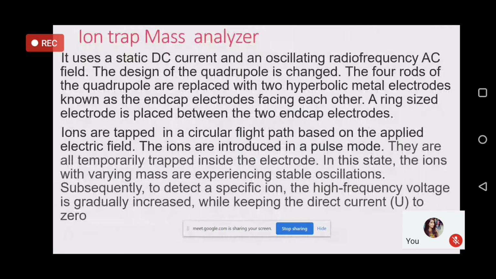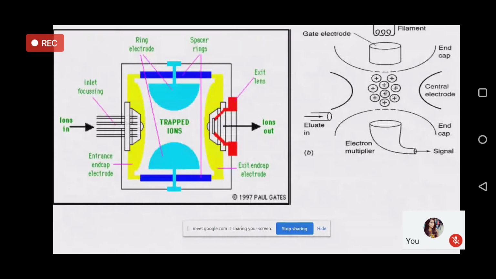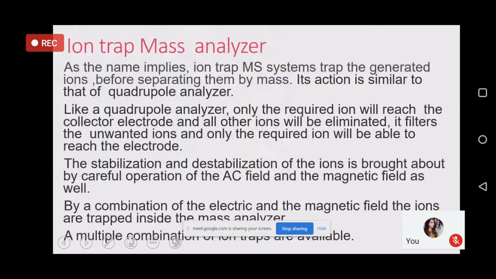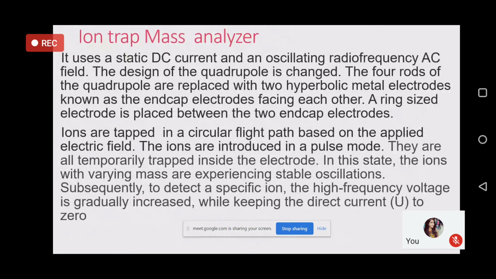A ring-shaped electrode is placed between the two end cap electrodes. Again, I can show the diagram. You can see that these are the end cap electrodes and these are the two ring-shaped electrodes. And this is the volume in which the ion beam will be confined or trapped, and hence the name ion trap mass analyzer. Ions are trapped in a circular flight path based on the applied electric field.